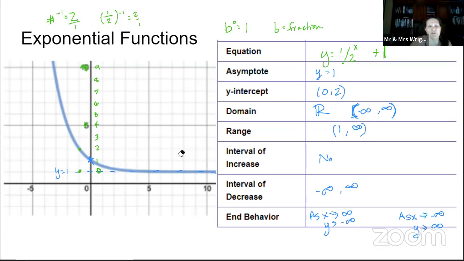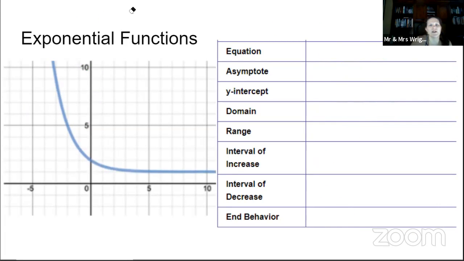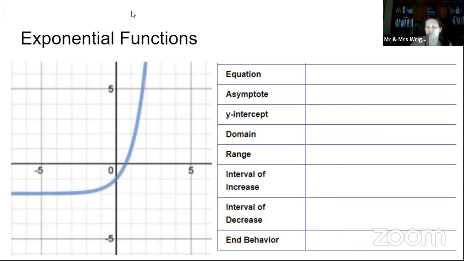All right, I hope you can see that, how we were able to figure out what the equation is. All right, so this time I want you to try it on your own to see if you're able to fill in every one of these. Go ahead and pause the video and come back when you're ready. All right, let's get to it.